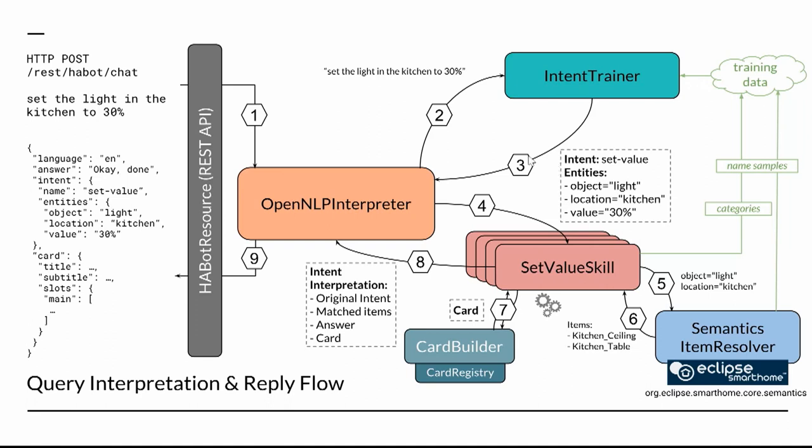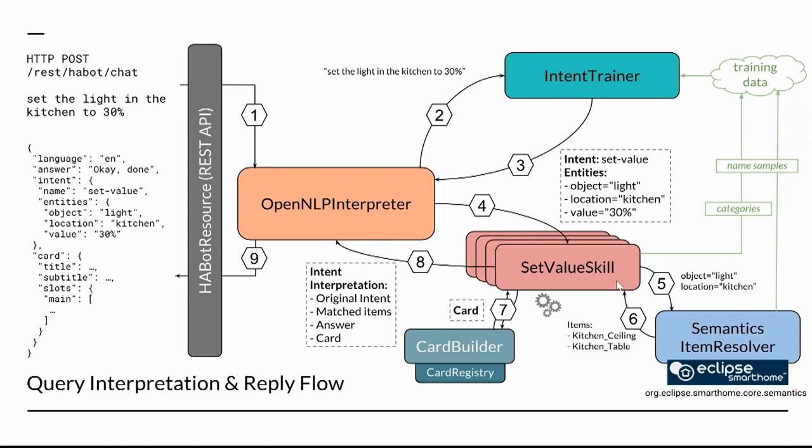And once we have that, then we can pass it to the proposed skill. By the way, all those boxes are OSGi components or services. So if you add a new skill, that will be another intent that the bot supports. If you have an intent, you have only one skill which is able to process it. Why? Because the skills actually define the intent and provide the training data for it.